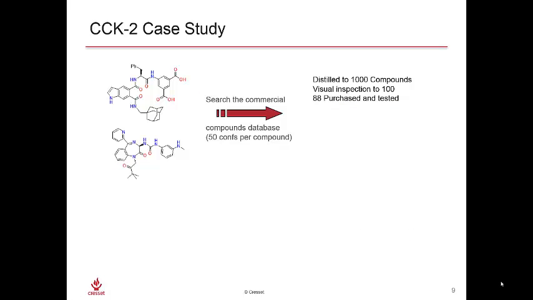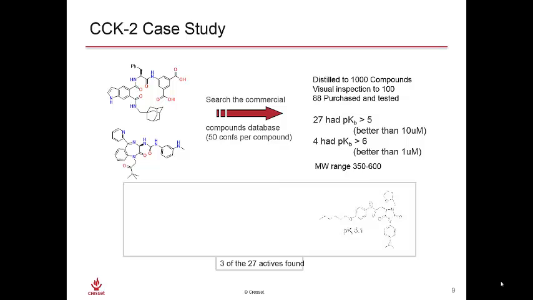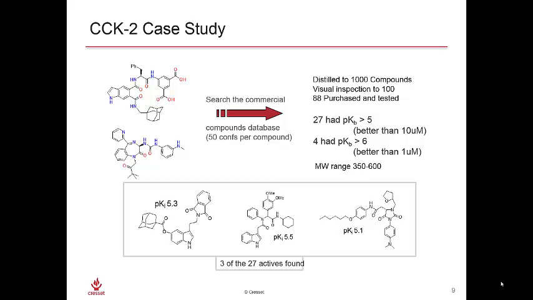In this example for CCK2 inhibitors, 100 of the top results were cherry-picked, of which 88 were purchased and tested. Of the 88, about 30 had lead-like activity in the low micromolar range and were in an acceptable molecular weight range for optimization.